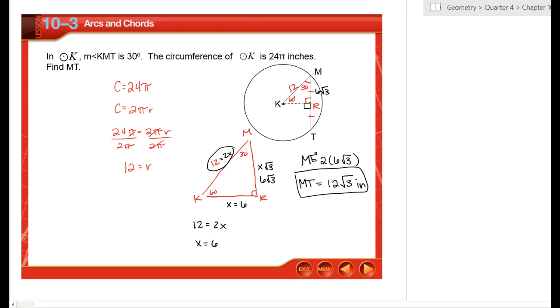So you still got to know your 30, 60, 90 triangles. They continue to come back. They continue to build.